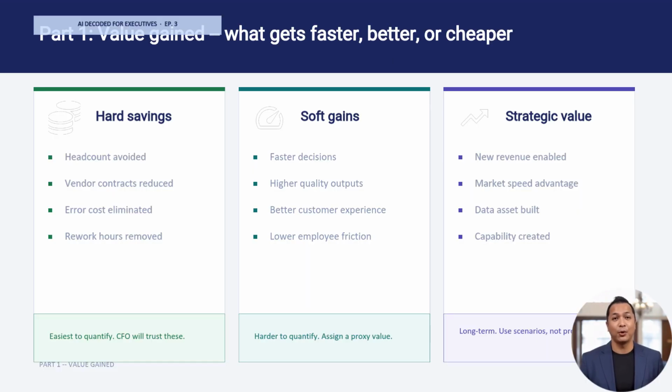In part 1, we explore the value gained from artificial intelligence. Hard savings include headcount avoidance and reduced vendor contracts. Soft gains enhance decision speed and customer experience. Strategic value focuses on new revenue and market speed. Quantify hard savings easily, assign proxy values for soft gains, and use scenarios for strategic value.